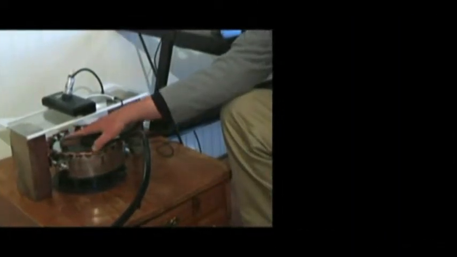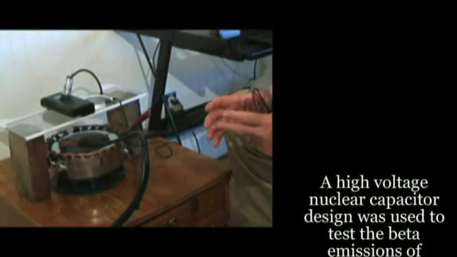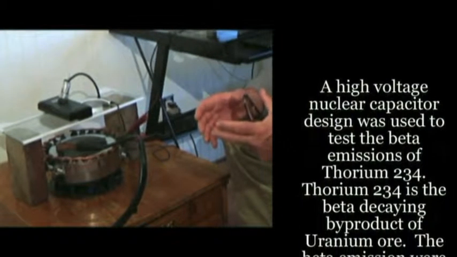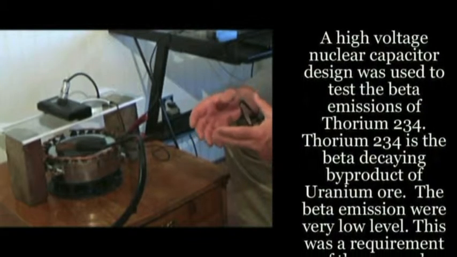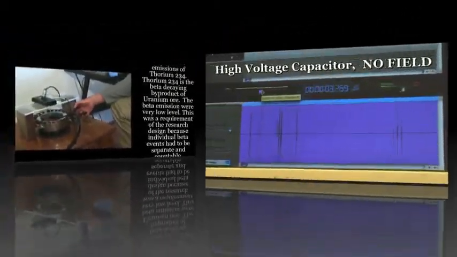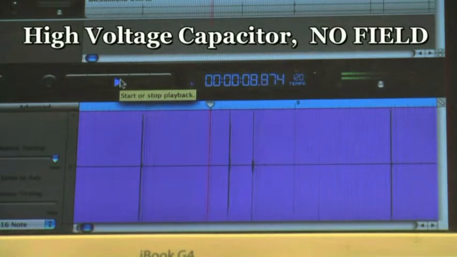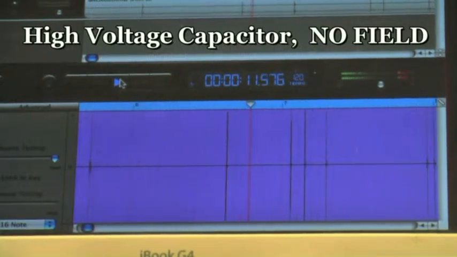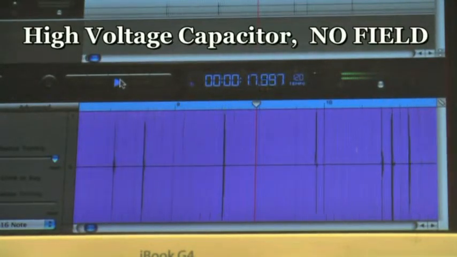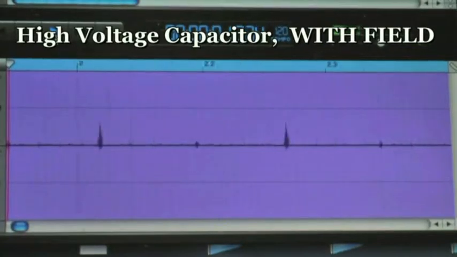A high-voltage nuclear capacitor design was used to test the beta emissions of thorium-234. Thorium-234 is the beta-decaying byproduct of uranium ore. The beta emissions were very low level. This was a requirement of the research design, because individual beta events had to be separate and countable. Under appropriate high voltage for the external capacitor, the record of the distribution and rate of beta events with no field present becomes this under a field.